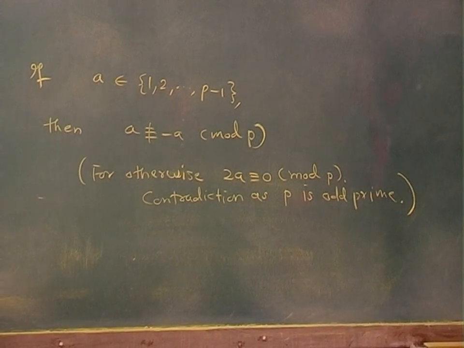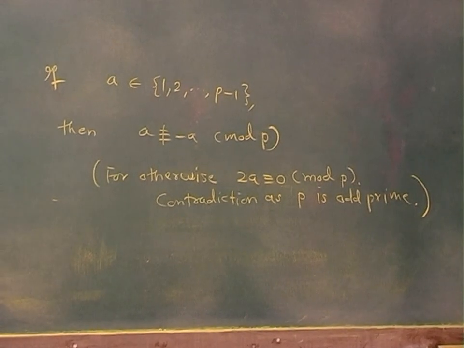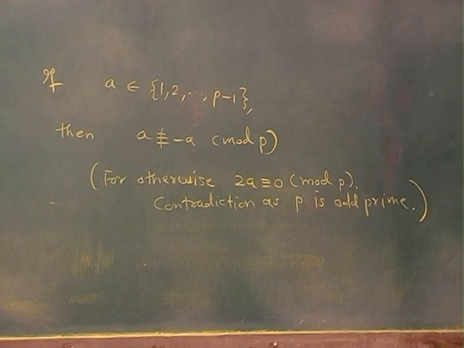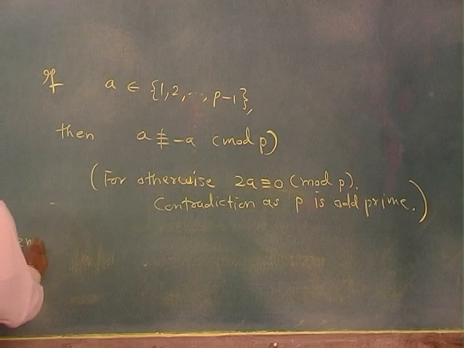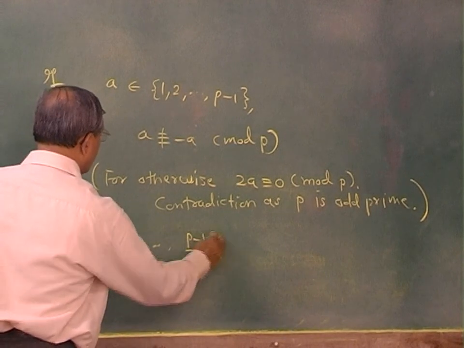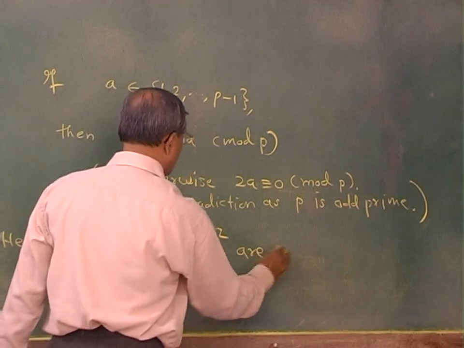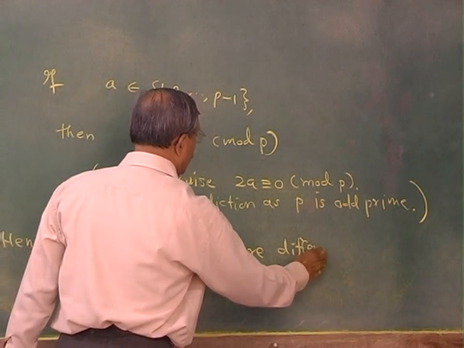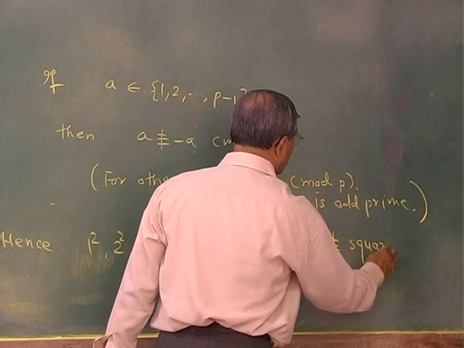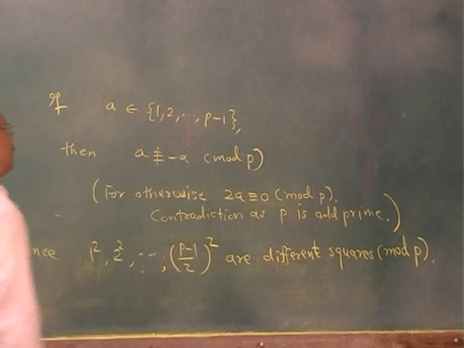And therefore, 1 square, 2 square up to ((p minus 1) by 2) square, they are all different squares. Hence, 1 square, 2 square, etc., (p minus 1) by 2 squares are different squares mod p.